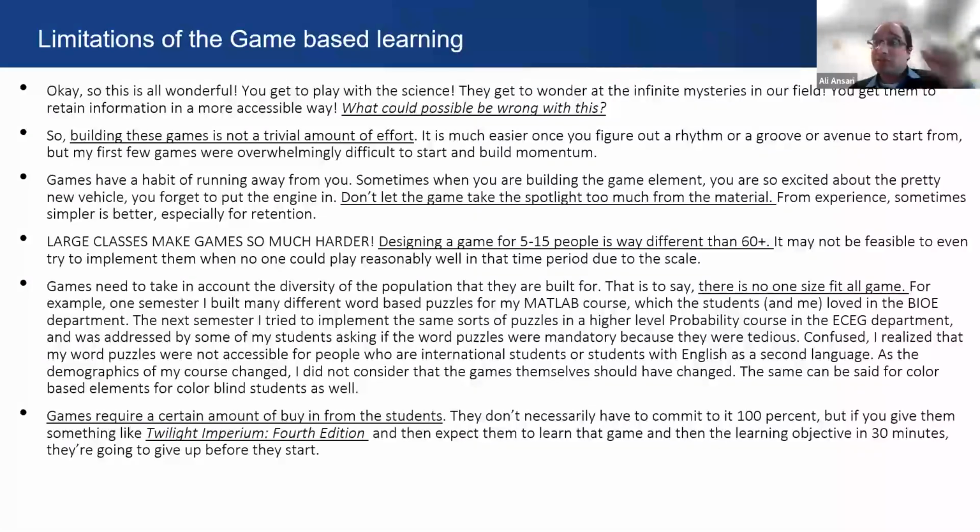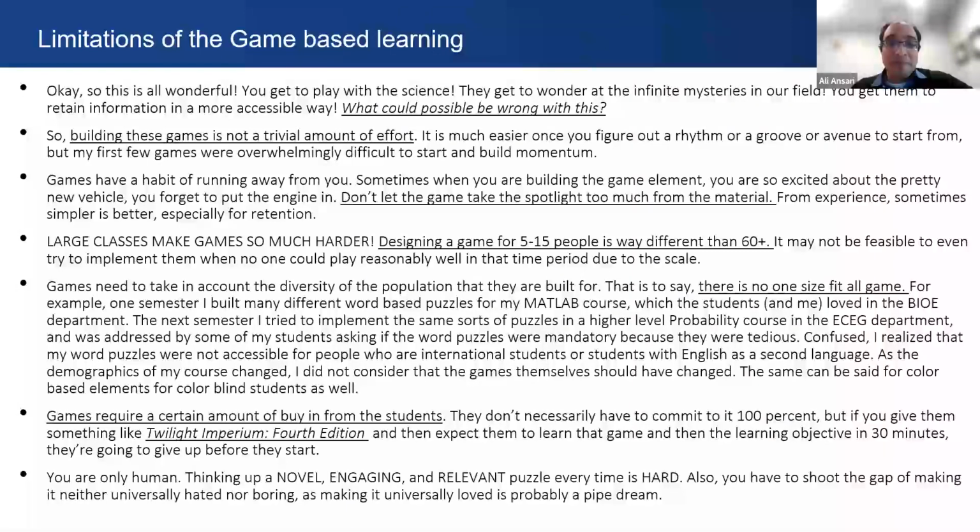You also need to have a certain amount of buy-in from students. If students don't find it interesting, or don't find it worth their time, they're not going to do it. If you write an entire novel, like Twilight Imperium has for their rules, they're not going to be able to learn it in 15 minutes. So just have reasonable expectations of how much they can buy in and do.